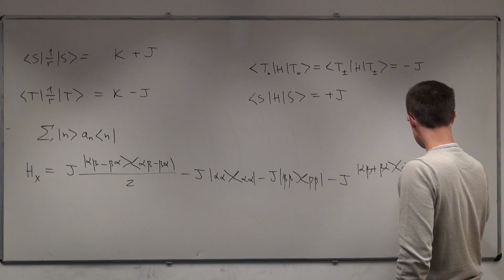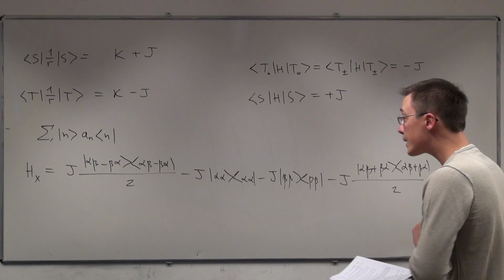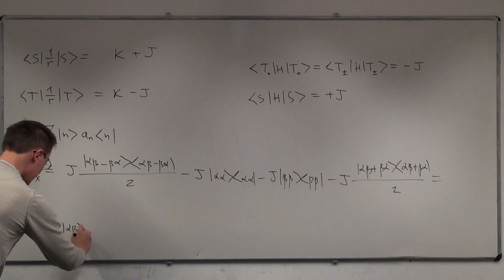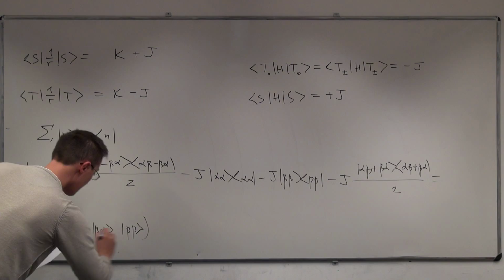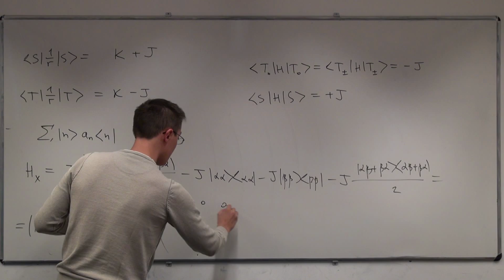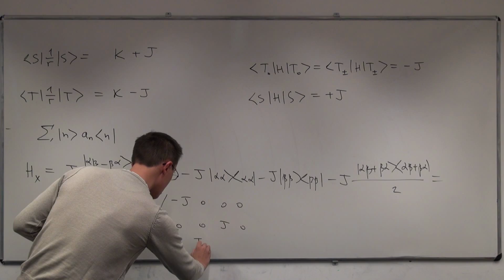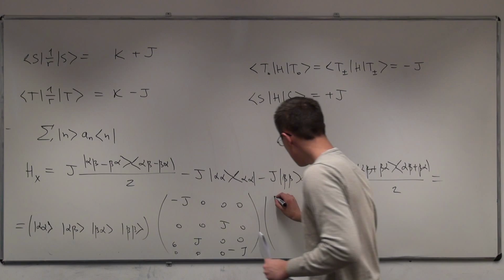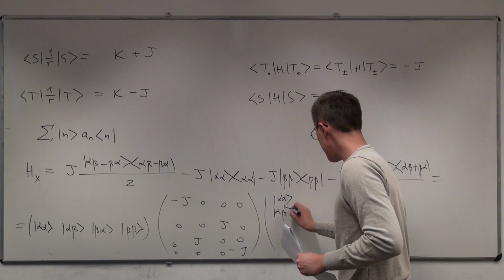Writing that out explicitly in the matrix form, what we'll get to is the following: alpha alpha, alpha beta, beta alpha, and beta beta. Then the matrix in the middle will have minus j 0 0 0 0 0 j 0 0 j 0 0 and finally minus j in here, and 3 zeros. Okay, and then the column alpha alpha, alpha beta, beta alpha, and beta beta.